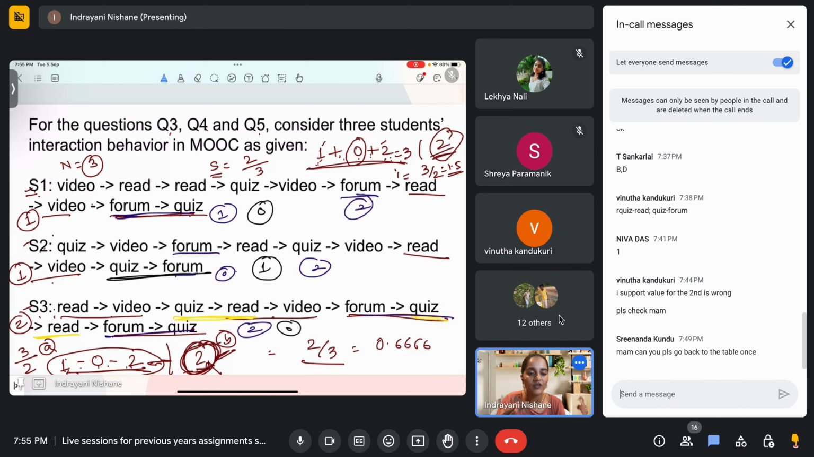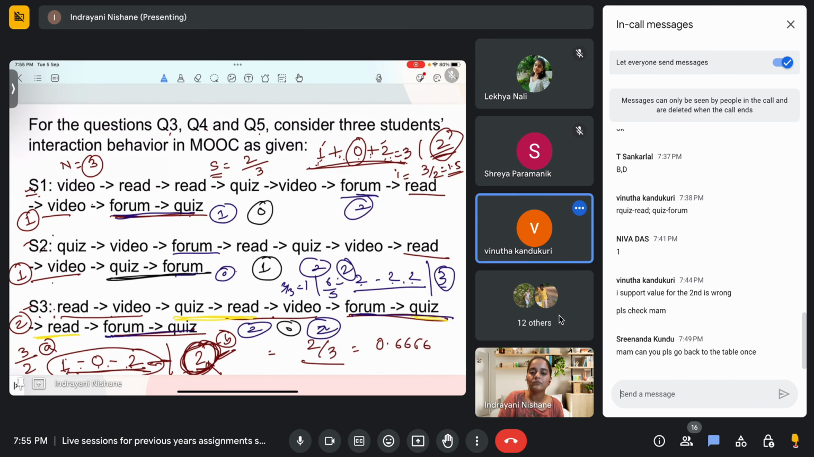So instead of the transition, we calculate the single node. This is also twice. Two times this is observed for all three students, so it will have 2, 2, 2 and 3. S support value will be 3 by 3, which is 1, because it is observed for all three students. And I support value will be 2 plus 2 plus 2, which is 6, and 6 divided by 3 is 2.